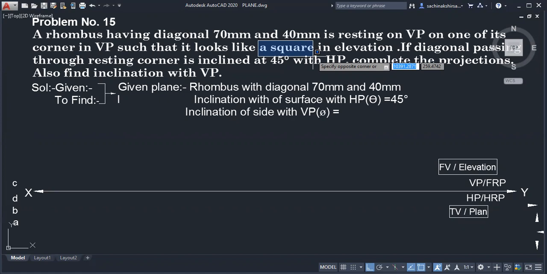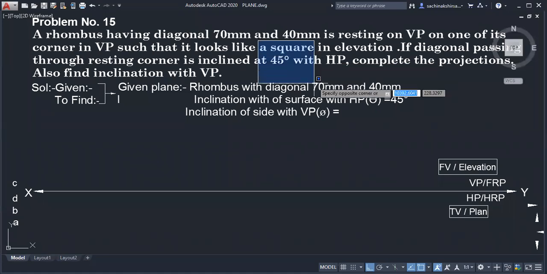So a rhombus plane is given. For a rhombus, how are the diagonals? Are you knowing the property of a rhombus? The diagonals will be perpendicular to each other, at 90 degrees. So this plane is resting on VP, so where will its true shape come? In VP.